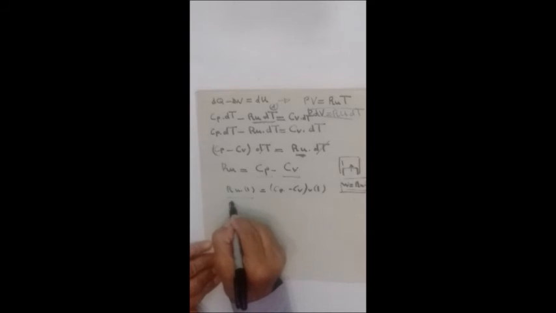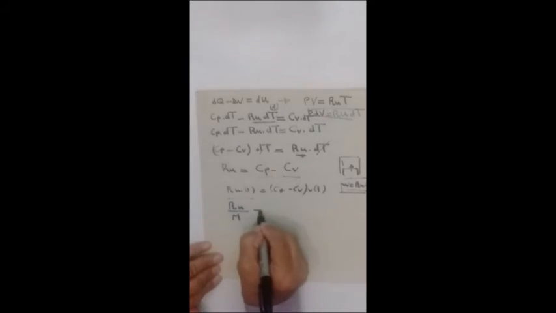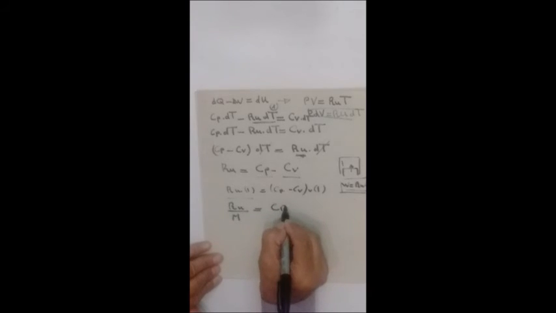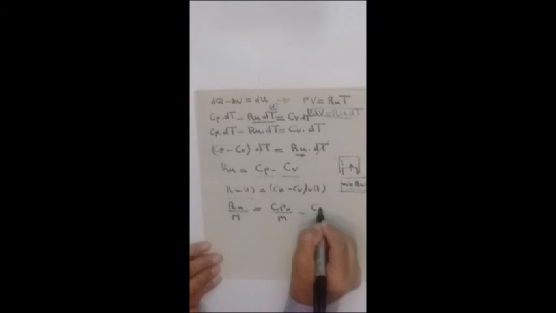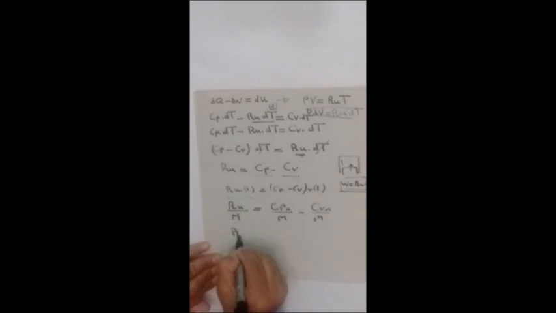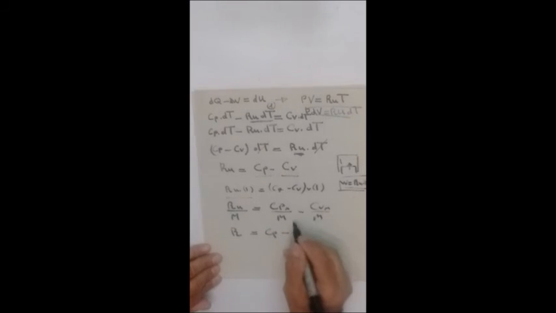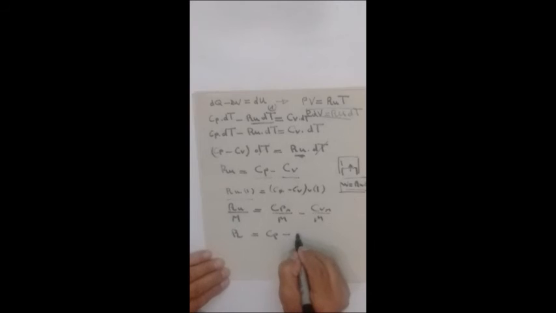This is if this is R and not RU. Multiplying all by the molecular weight, RU equals Cp molecular over m minus Cv molecular over m, then R per kilogram is equal to Cp, the specific heat at constant pressure per kilogram, minus the specific heat at constant volume per kilogram.